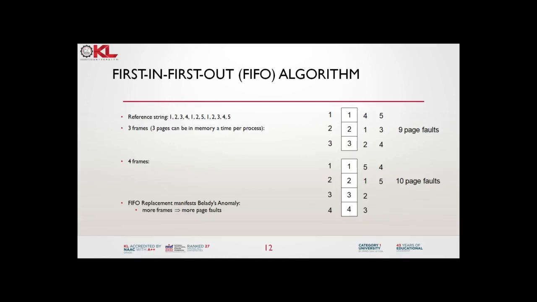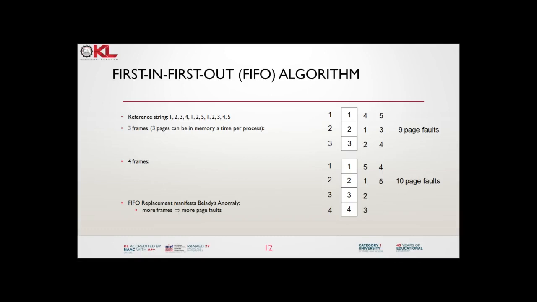Let us see how many reference strings there are: 1, 2, 3, 4, 5, 6, 7, 8, 9, 10, 11, 12. There are a total of 12 reference strings. With FIFO, if we use 3 frames and do all the page replacements, you will find the total number of page faults is 9.